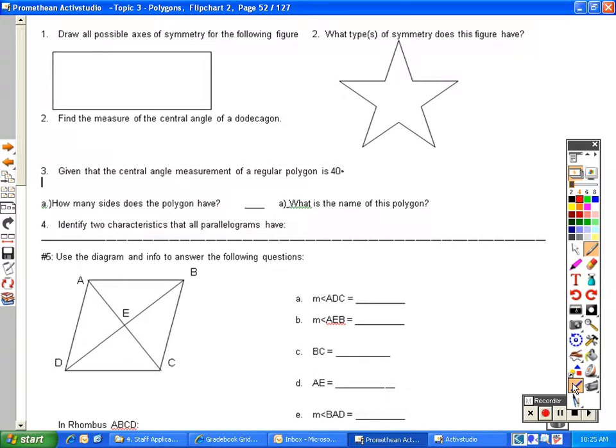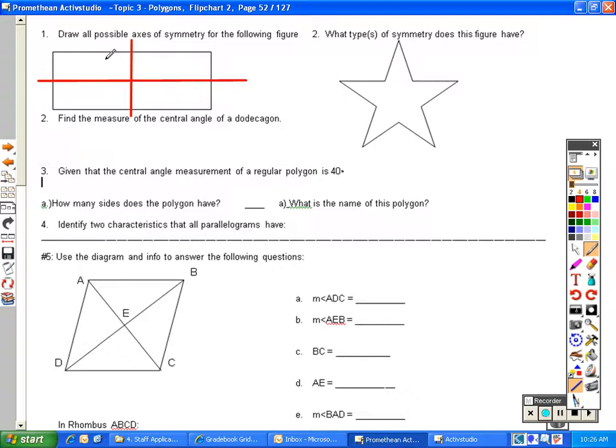So here's a rectangle. I can go right across the middle, and I can go right down the middle with this vertical line. But I cannot draw a diagonal. If I drew a diagonal, the axis of symmetry means that I can flip it over the axis and it still looks exactly the same. You can see if I flipped it over this line, this would come up here and down here. It would look the same, but it would be rotated, and that's not okay. It needs to look exactly the same.